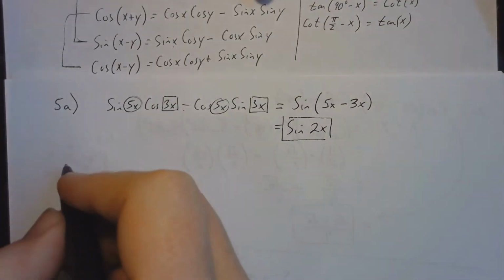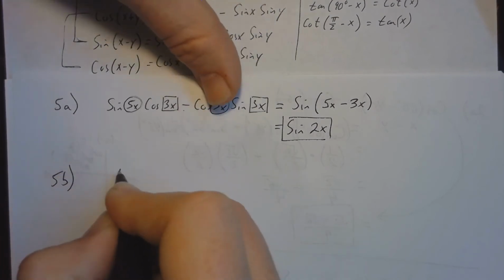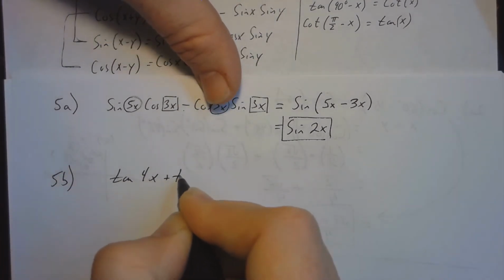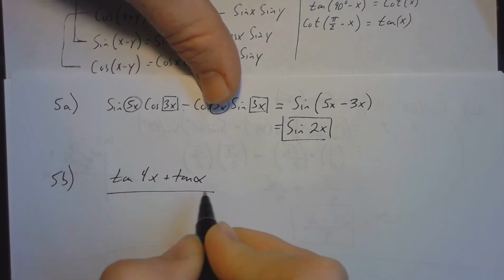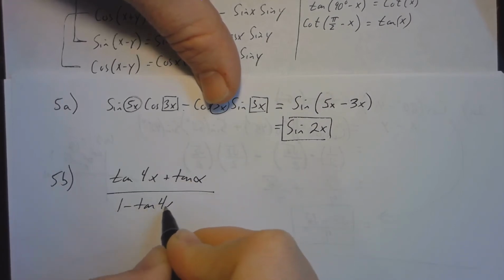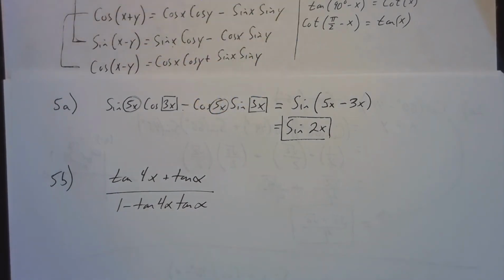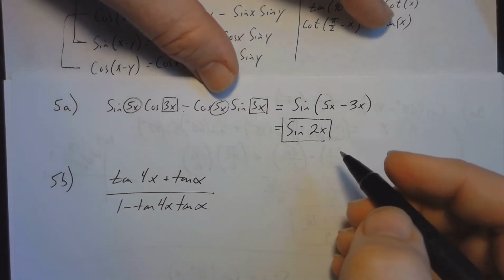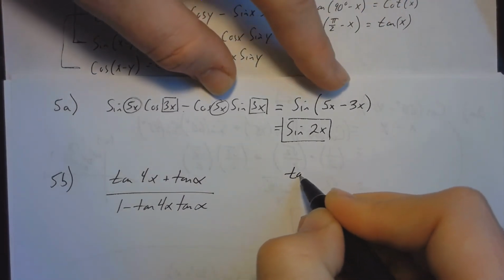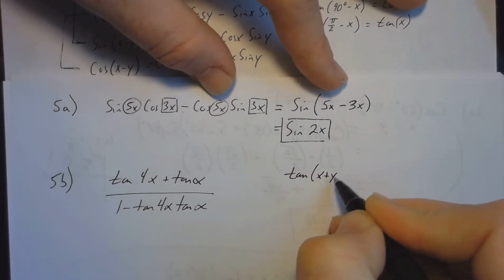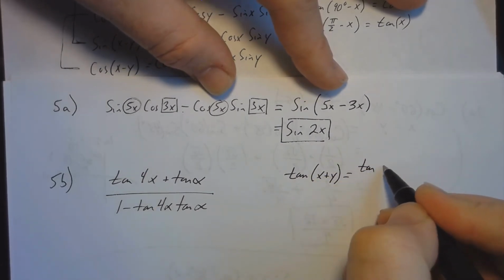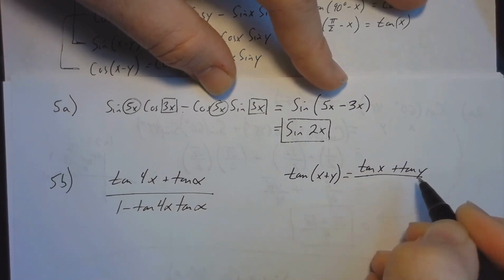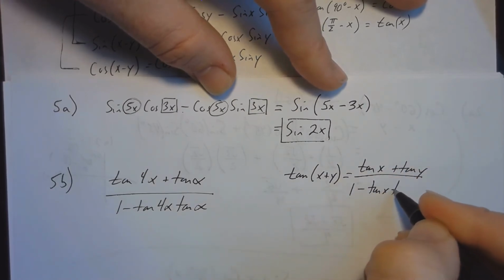The next one, 5b, is the tangent of 4 alpha plus the tangent of alpha, divided by 1 minus the tangent of 4 alpha times the tangent of alpha. What's important to notice on this one is that there are other sum and difference identities. I don't have all of them written here, but there is a tangent set of identities. And the one that we're going to work with is that the tangent of x plus y is equal to the tangent of x plus the tangent of y, divided by 1 minus the tangent of x times the tangent of y.